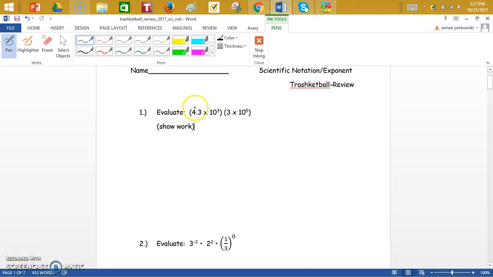All right, 8th graders, this is to help you review for your test next week. Miss Pearson created this Trashketball review for you to do in class, and it parallels your test beautifully. So let's take a look at the first one.